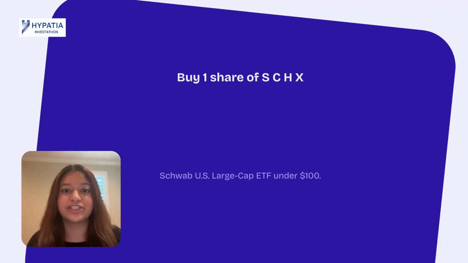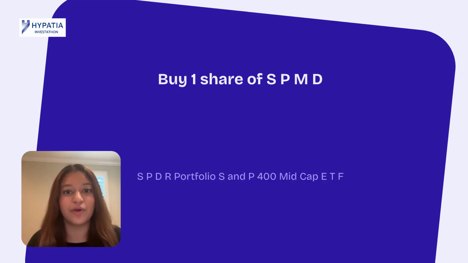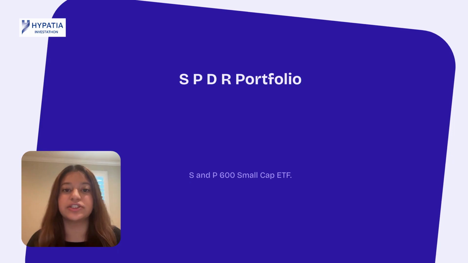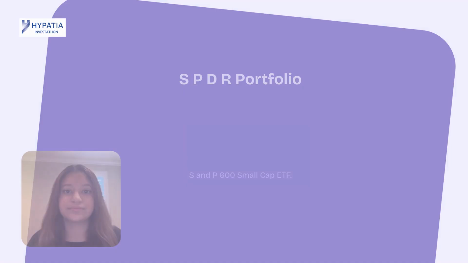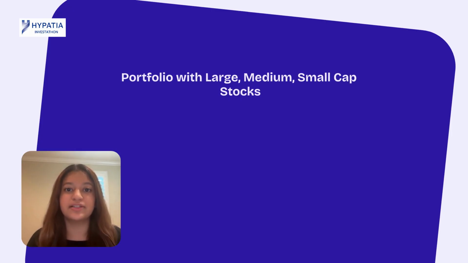Many of the larger large cap ETFs have share prices above $500. In addition, you could buy one share of SPMD, which is the ticker for SPDR Portfolio S&P 400 Midcap ETF. And finally, you could buy one share of SPSM, which is the ticker for SPDR Portfolio S&P 600 Small Cap ETF. This would give you a portfolio that had large, medium, and small cap stocks for approximately $150.